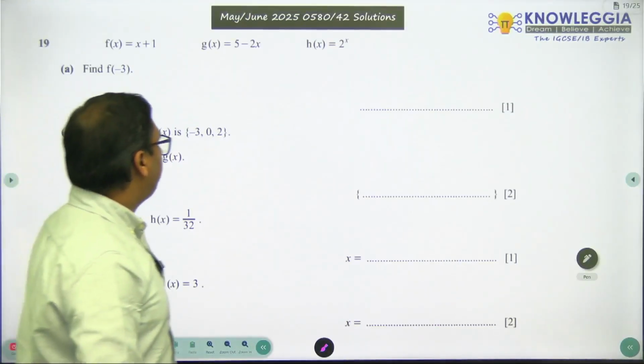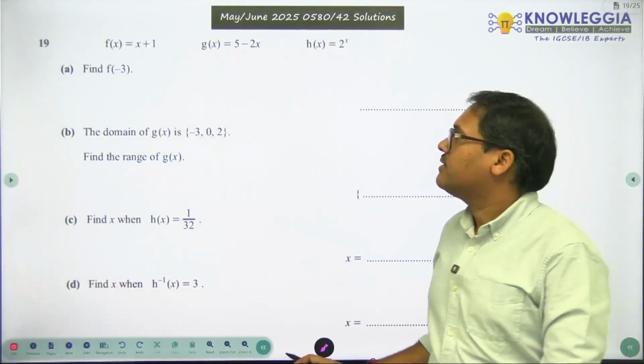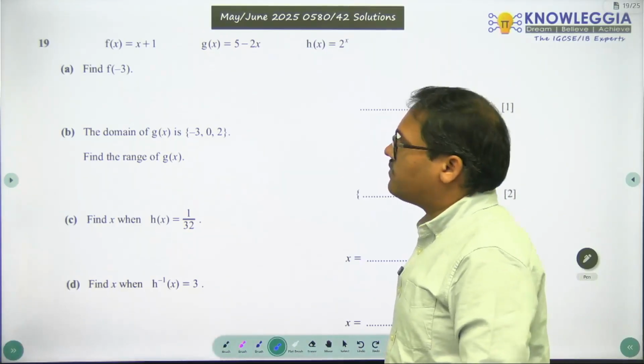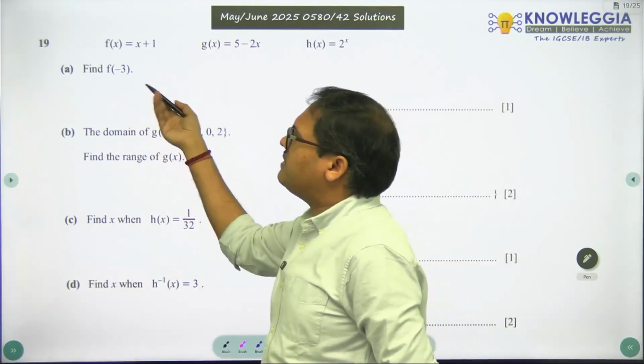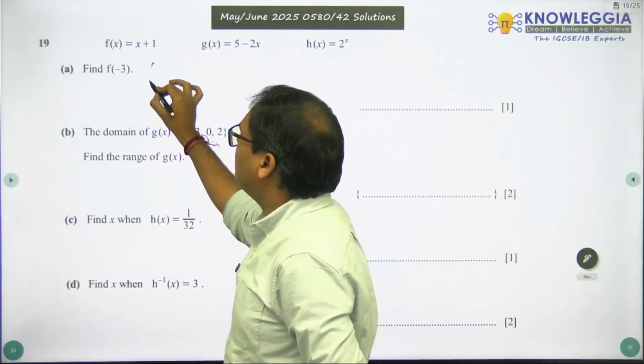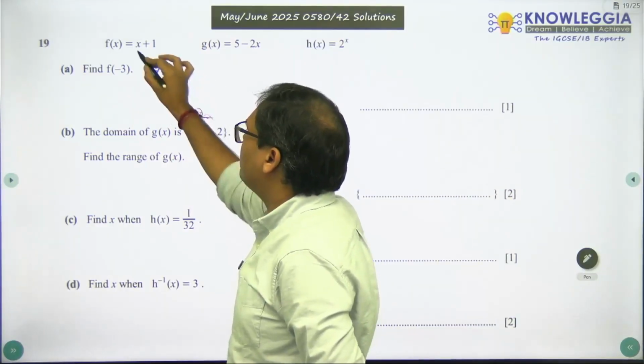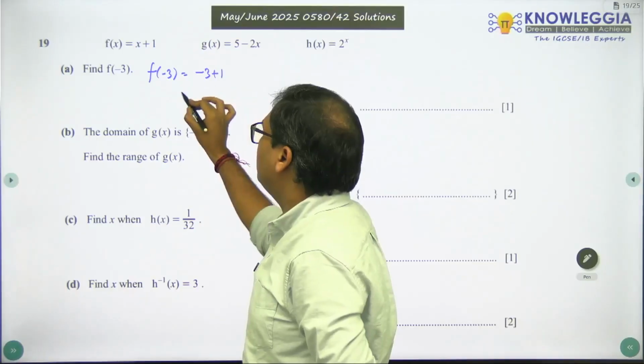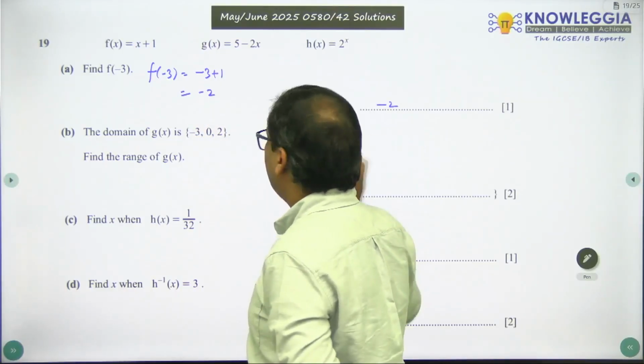Now the next question. Here the question says f of x function. Find f of minus 3. You can clearly see f of minus 3 will be equal to, just put minus 3 here. This is minus 3 plus 1, which is -2. So this is the answer, -2.